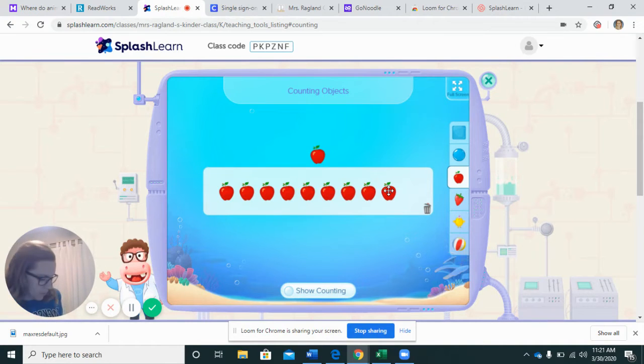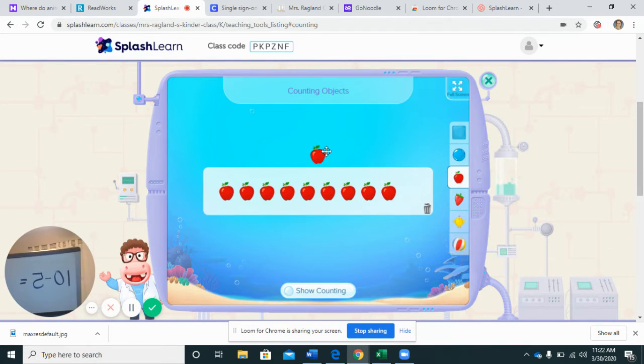For our next problem, we want to put 10 objects in front of us again. So I added another one back in to make 10 apples in front of me. Again, my problem is going to start off with 10, and I'm going to take away 5 objects. 10 minus 5. That means I have 10 apples and I'm going to remove 5 apples.